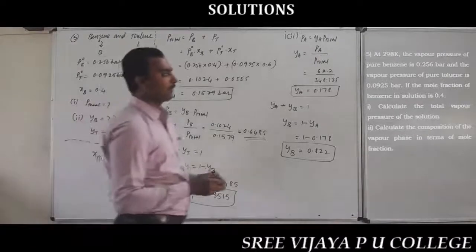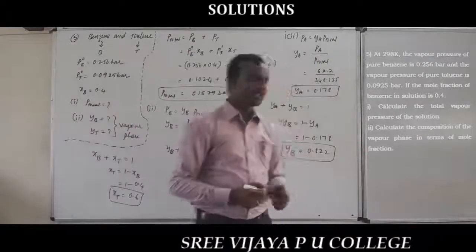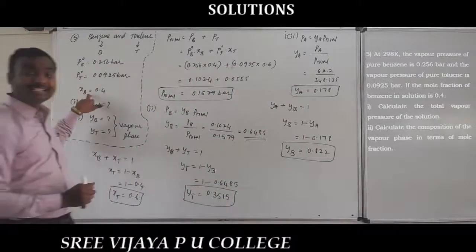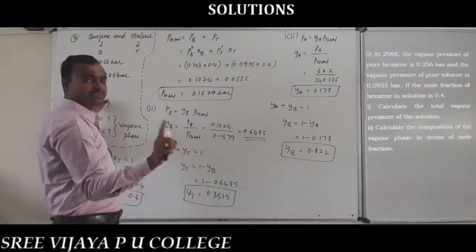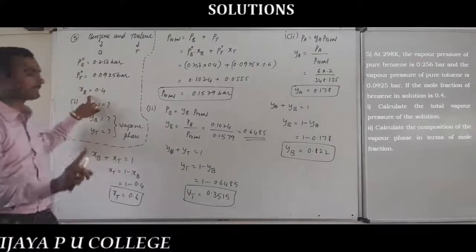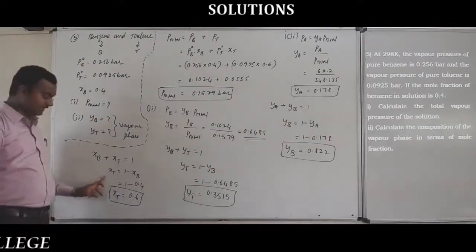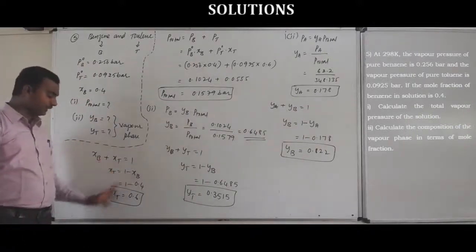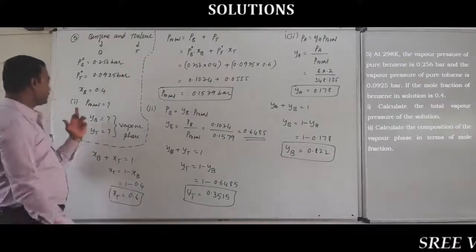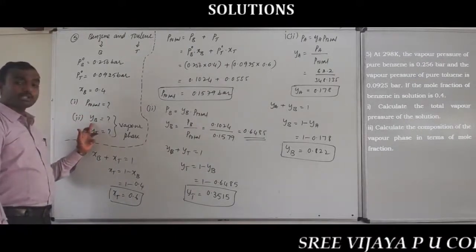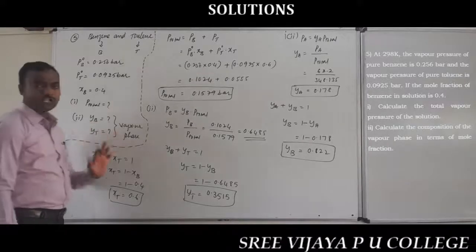In the given problem, they have given the vapor pressure of pure benzene and pure toluene. So that is P naught B and P naught T, and the mole fraction of benzene in solution phase. In the solution phase or liquid phase, the mole fraction is taken as X. That is XB is equal to 0.4. So you can calculate XT also. XB plus XT is equal to 1. Then XT is equal to 0.6. So this is to calculate P total and also the mole fraction of component B, that is benzene, and toluene in vapor phase.